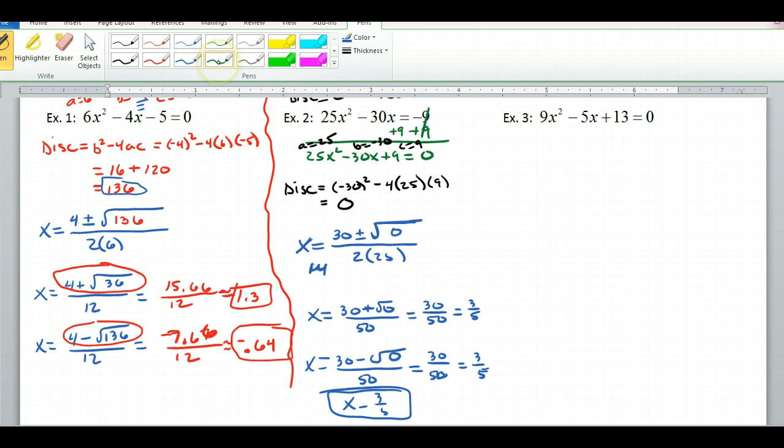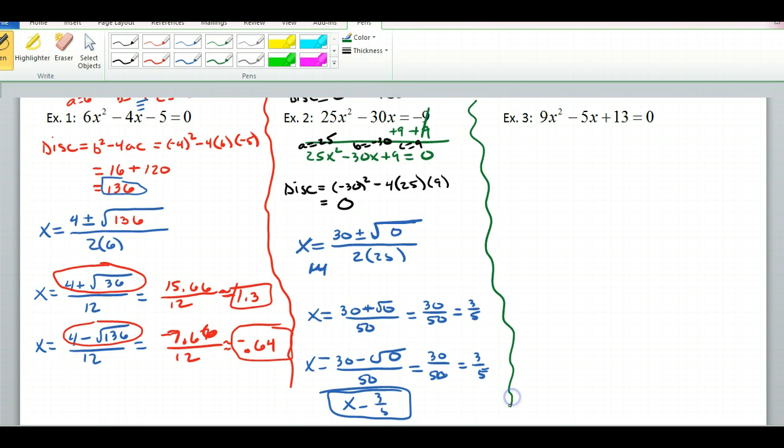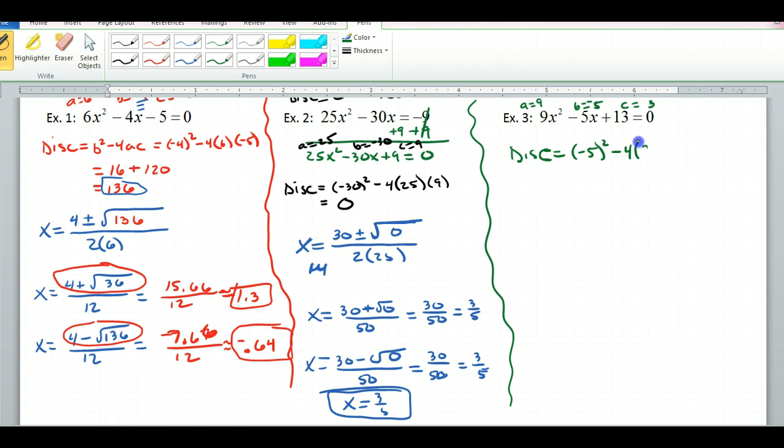Now finally, the last example. Here I have 9x squared minus 5x plus 13 equals 0. This is already good. Step 1, done. Step 2, find A, B, and C. A is 9, B is negative 5, C is 13. So the discriminant equals negative 5 to the second power minus 4 times 9 times 13.